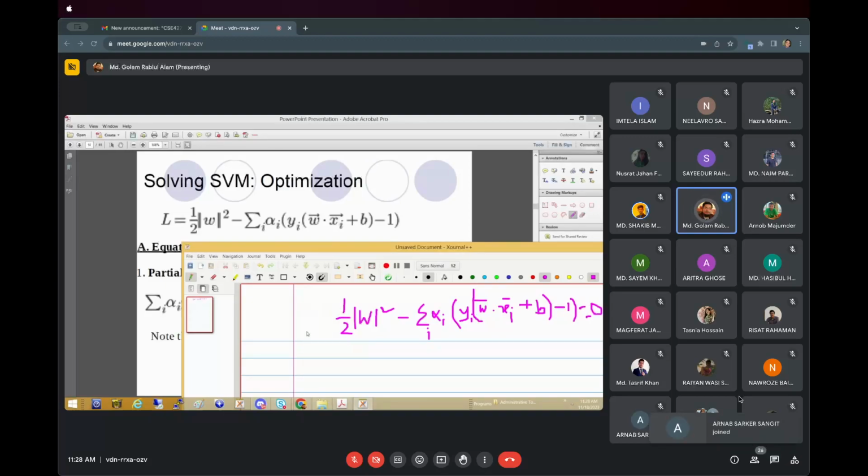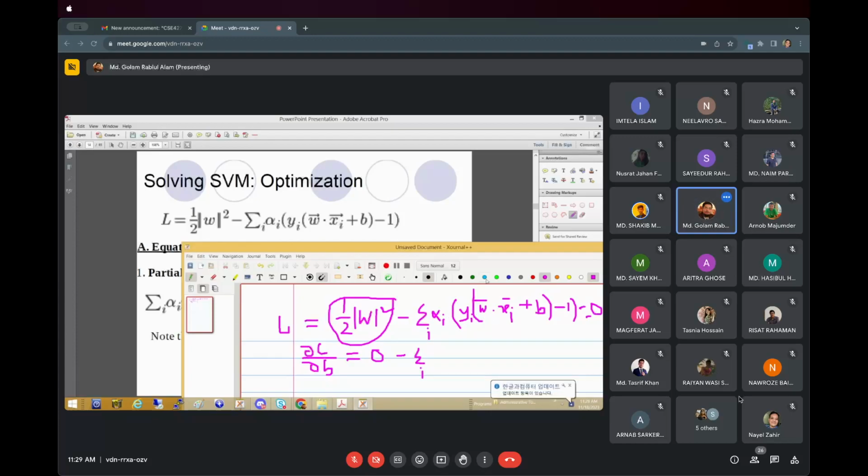Then if we take the derivative, so this is our L Lagrangian equation. If we take the derivative of this function with respect to B, then we can see that this term is constant. Okay, so we can write just 0 and minus, here is the summation of I, so alpha I yi, here is W and X.